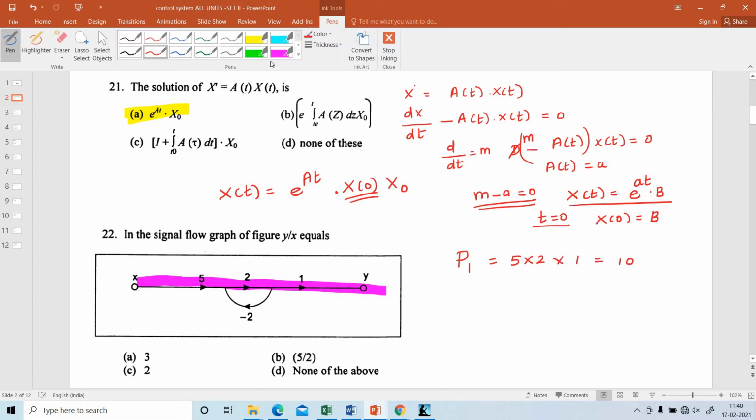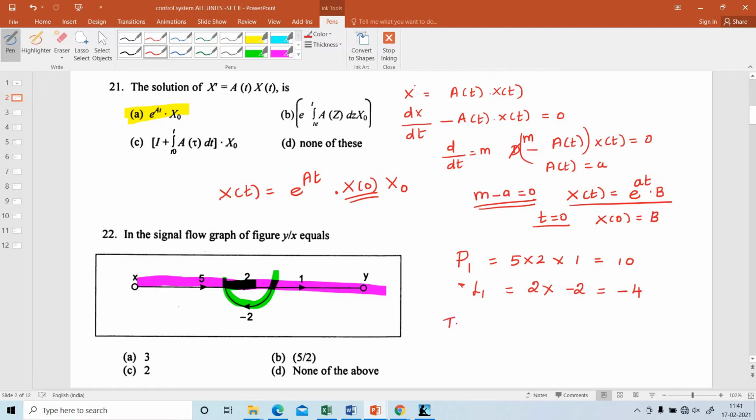And next I am going to find out the feedback loop. See, what is a feedback loop? Here the incoming node and the outgoing node are in the same node, that is known as a feedback loop. So what is the feedback loop here? The feedback loop consists of the gains 2 and minus 2. So 2 into minus 2, the answer is minus 4.